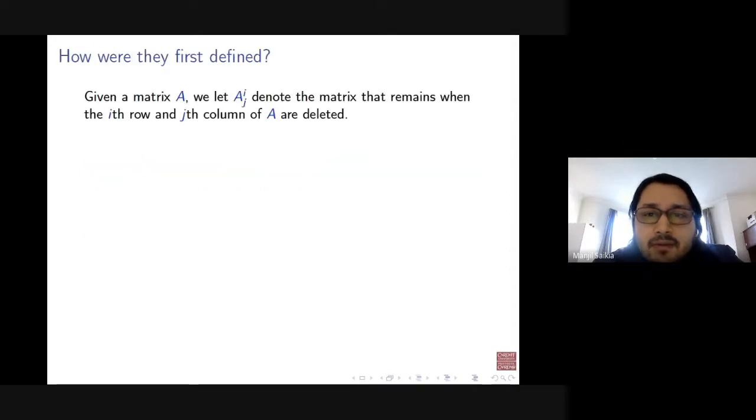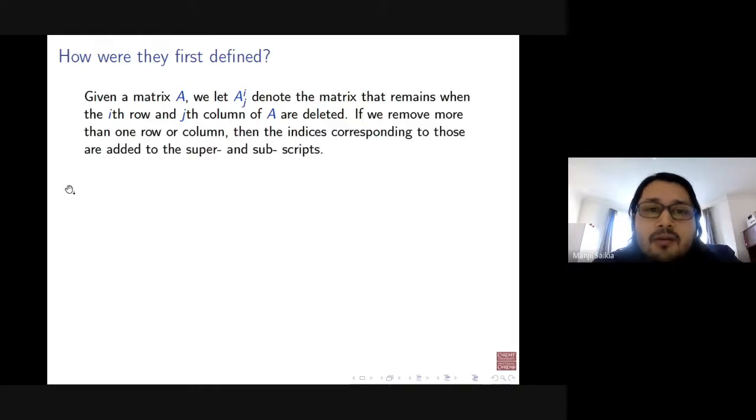So let's see how they were first defined. I mean, how did Mills, Robbins, and Rumsey come about these matrices? We use the notation A^i_j to denote the matrix that remains when we remove the ith row and the jth column from a matrix A. And if we are removing more than one column or one row, we just add more indices. So if you're removing 2 rows, then we add 2 indices in the superscript. And if you're removing more than one column, then we add the indices in the subscript.